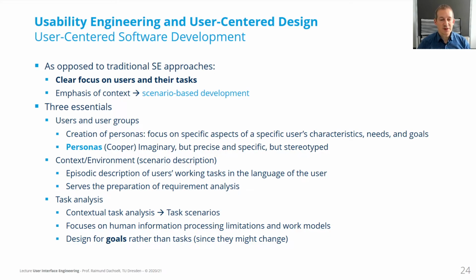So it also focuses on human information processing limitations and work models. And of course, we should rather design for goals a human being is trying to accomplish than tasks. Tasks might change. Tasks are rather low level and detailed, and the goal is a little bit bigger. Like, I would like to borrow a book. We had this example, and the particular task, like I have to go to the library or not, might change. For example, in Corona times, you suddenly can't go to the library, so you have to change your particular task, but the goal still remains the same.